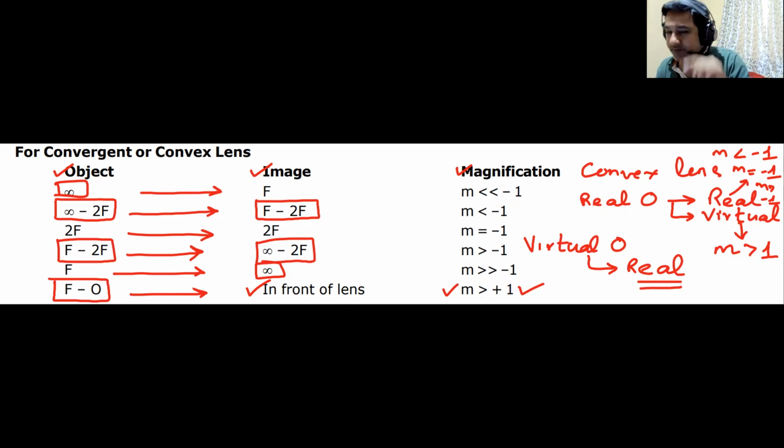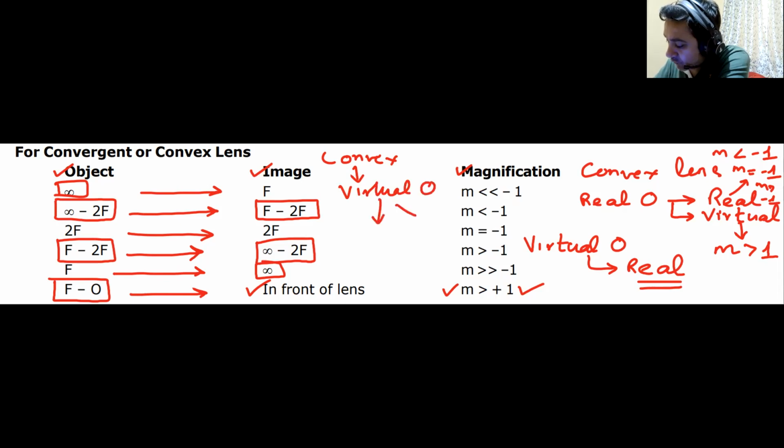It cannot do one thing. What is the one thing that it cannot do? It cannot form a virtual image. A convex lens cannot form a virtual image for a virtual object.